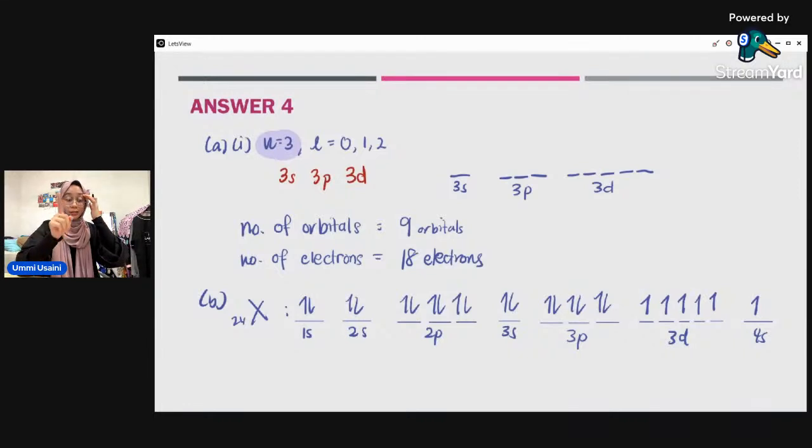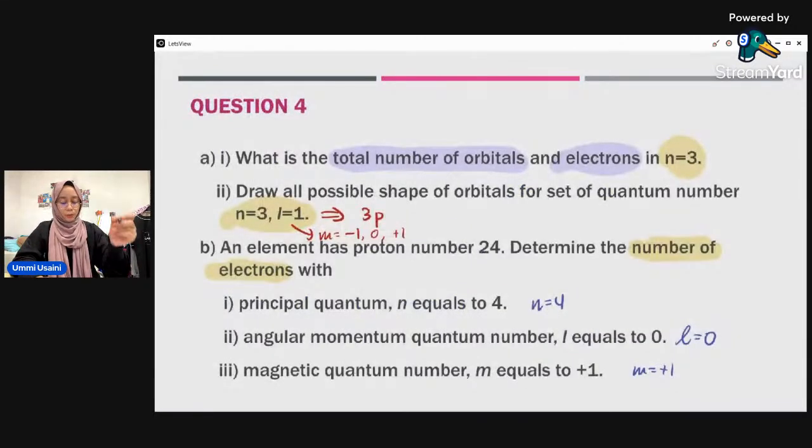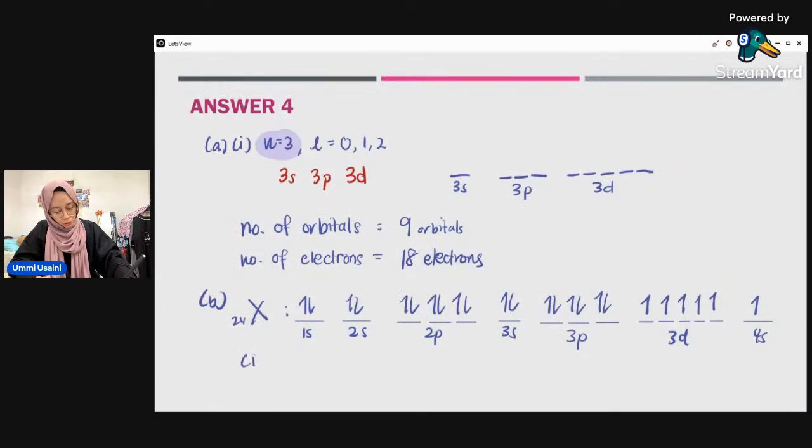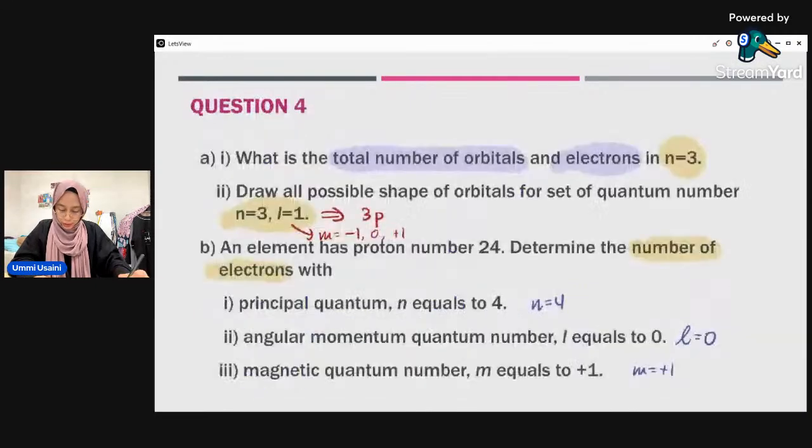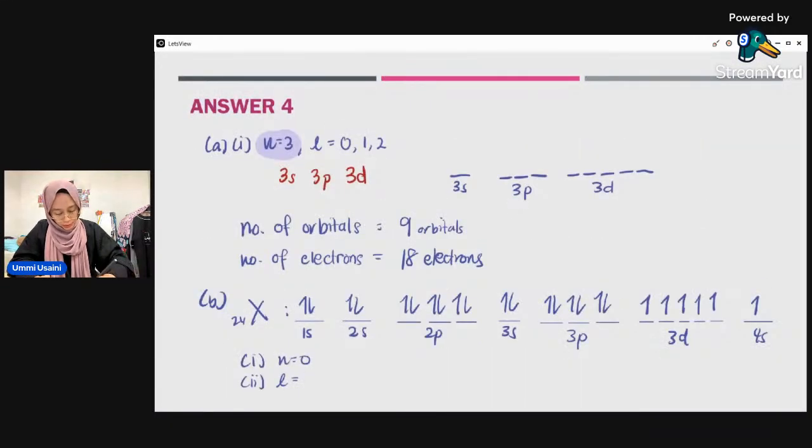Alright, let's have a look at the question again. Roman 1, n equals to 4. Roman 2, l equals to 0. Let's just transfer the question here. Roman 1, n equals to 4; Roman 2, l equals to 0; and Roman 3, m equals to positive 1. Now you are asked to identify the number of electrons when n equals to 4. Very obvious, class.